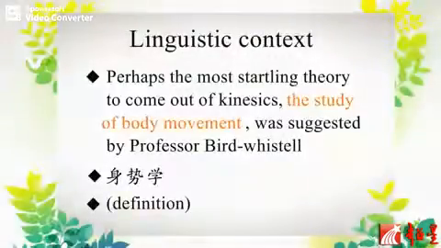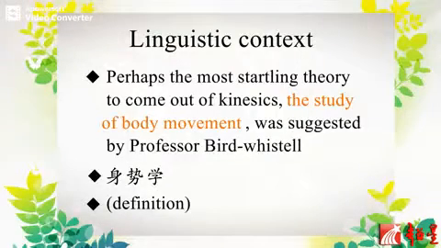Look at this. The most startling theory to come out of kinesics. Suppose kinesics is a new word. But can we guess the meaning? Yes. Why? Because the context gave us a definition. Kinesics means the study of body movement. So this is the meaning of kinesics. So here we can guess the meaning. Why? Because the context provides a definition. This is what we call contextual clue. 语境线索. Contextual clue. Okay? So the contextual clue is a definition.